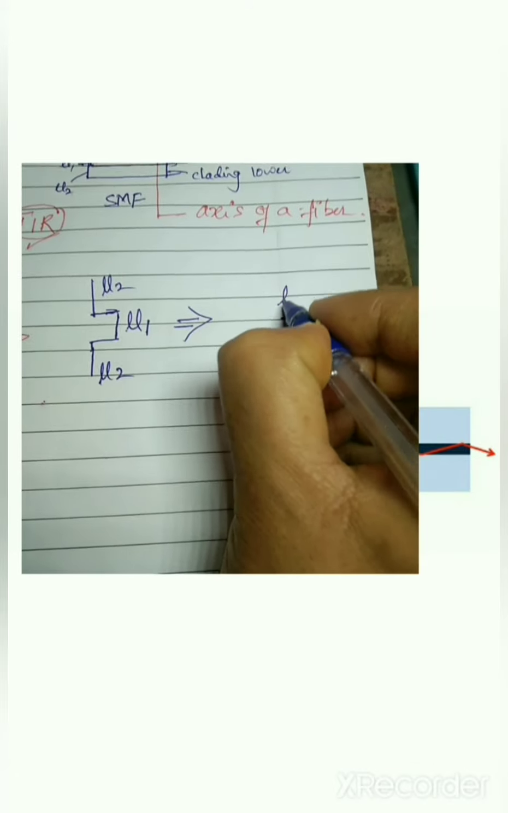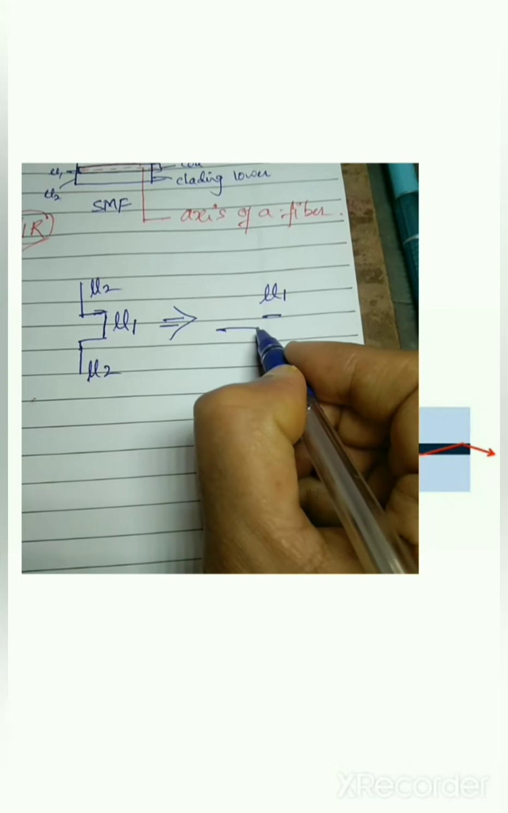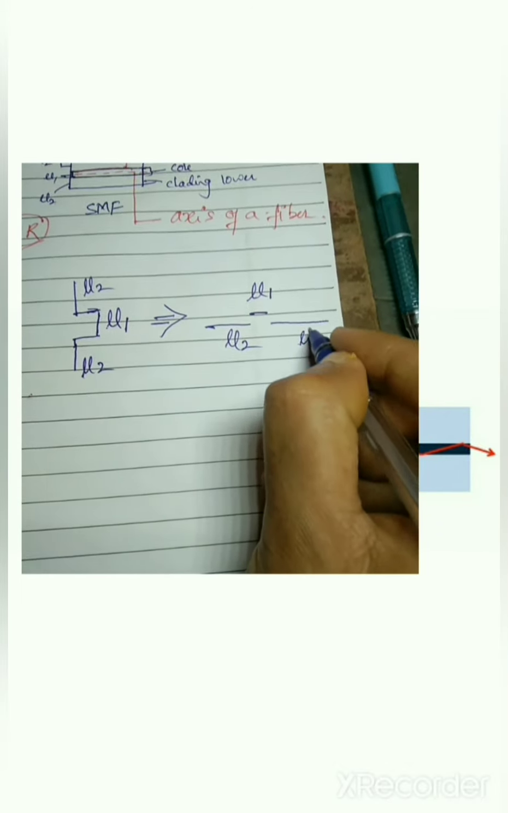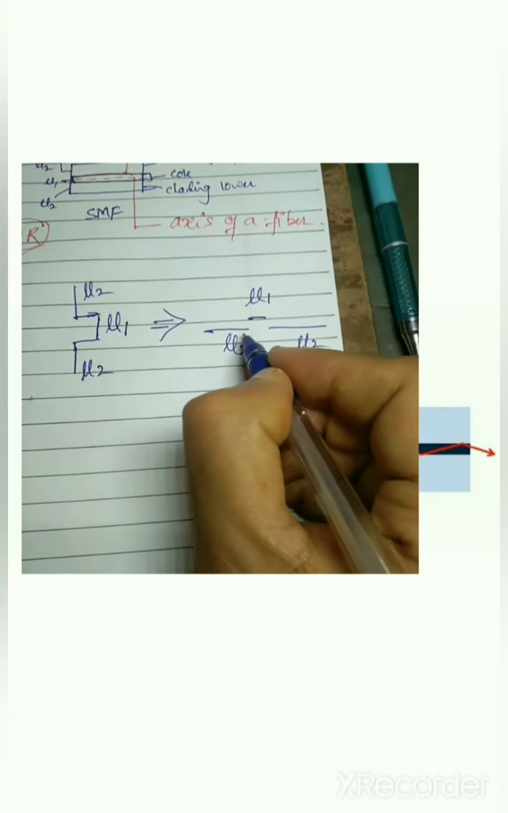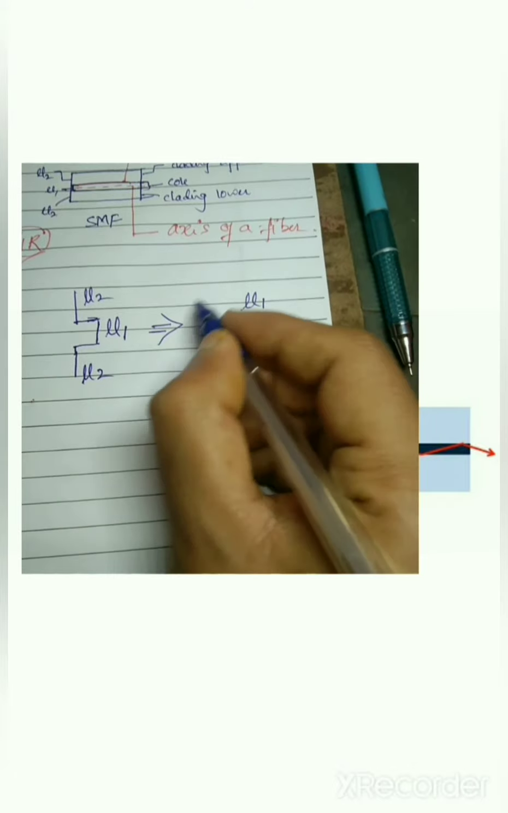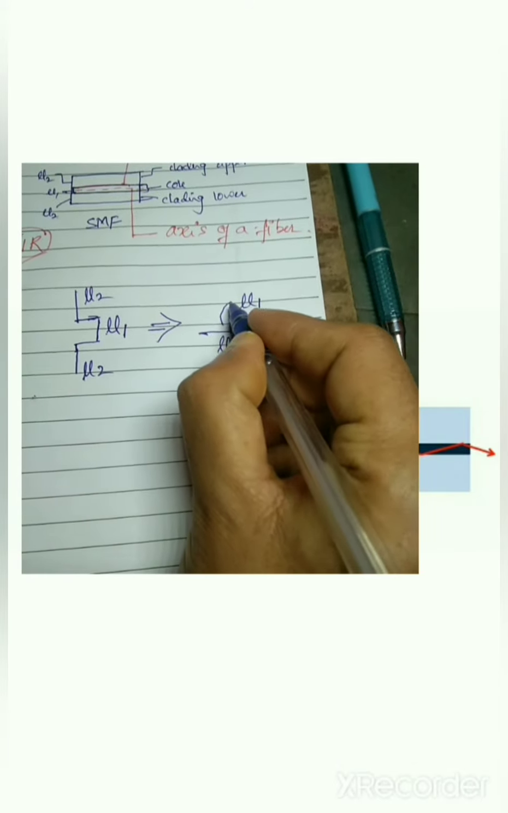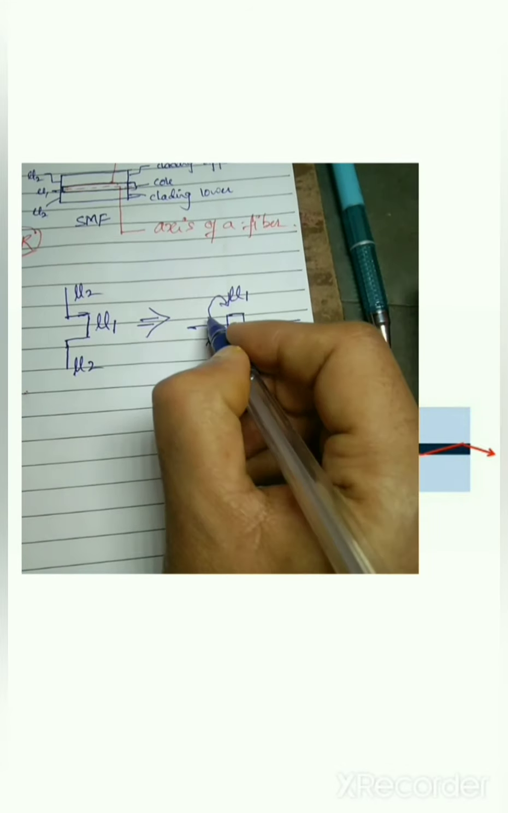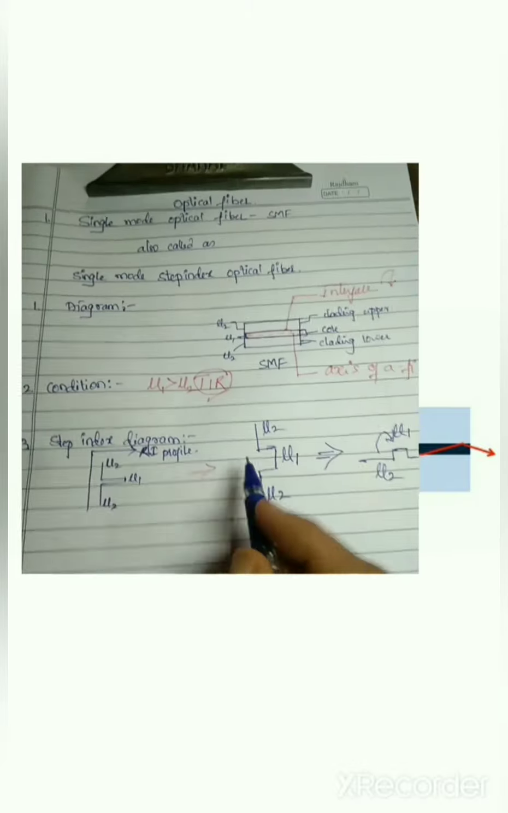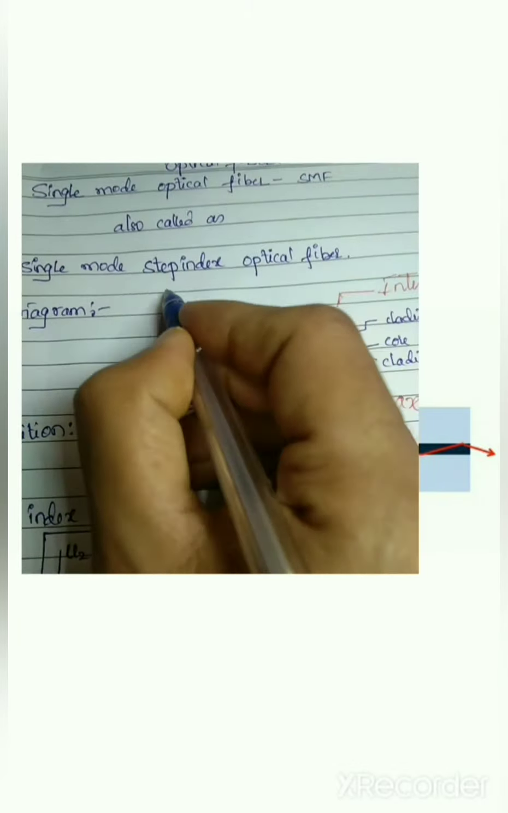This is called as mu1. mu1 means core refractive index. I am drawing the cladding. Yes, cladding means mu2. Now it's the time to draw the index profile. This is called as what? Step. Why step? Because this diagram itself shows in the step way. Hence, this is called as single mode step index optical fiber.